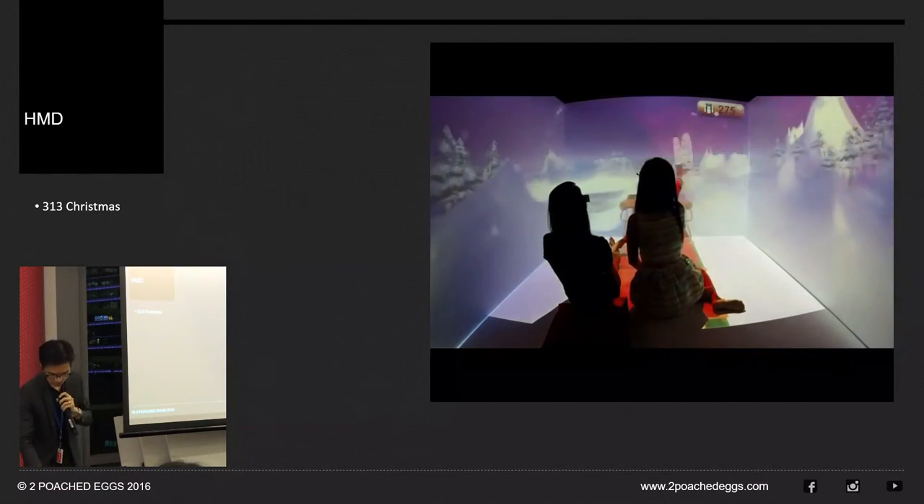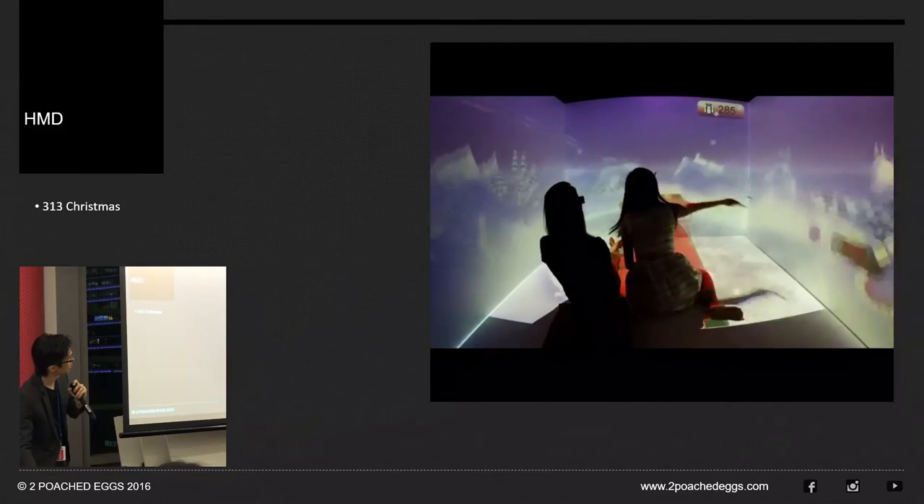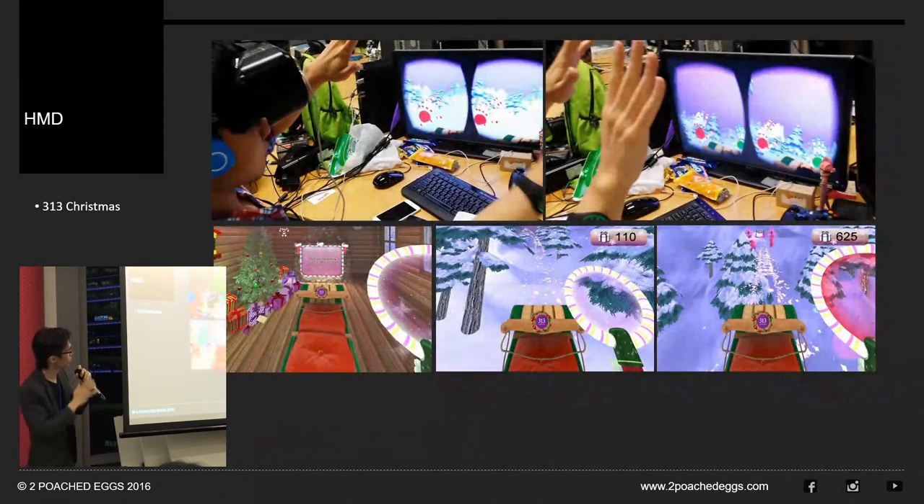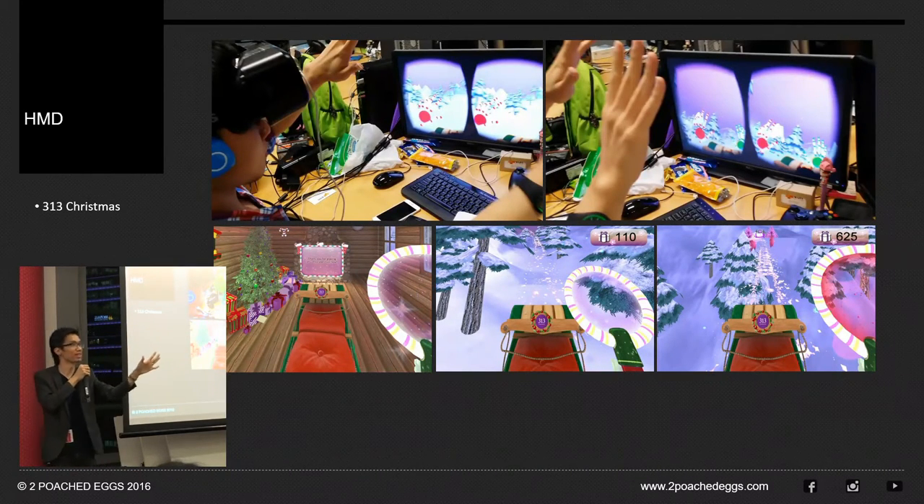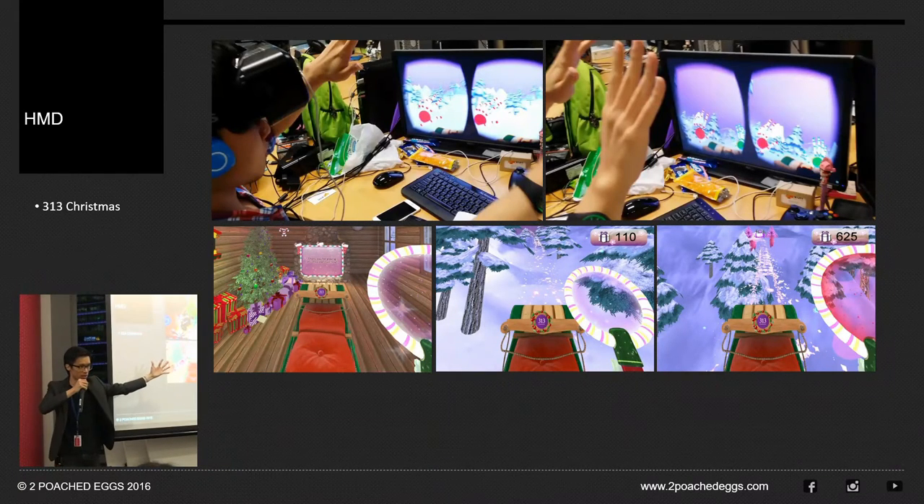So this project was ported to a HMD. And what we had to do was, we didn't have the wand anymore. So for this, we used the Leap Motion again. So you now use your hands to collect the presents. But of course, in this case, we actually had to move the presents closer to the front of the user, so they were concentrated along the path for them to collect.